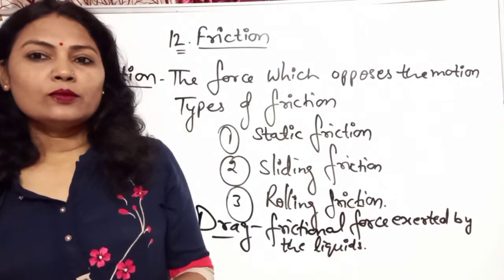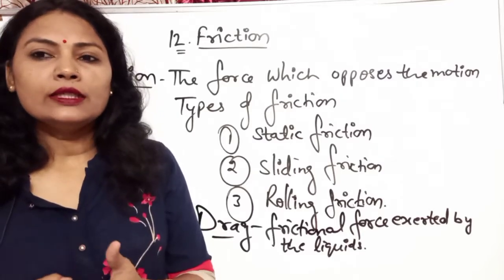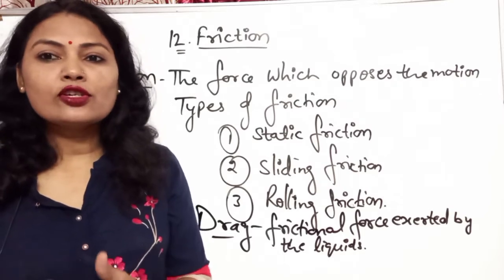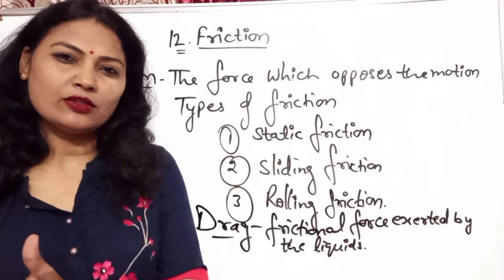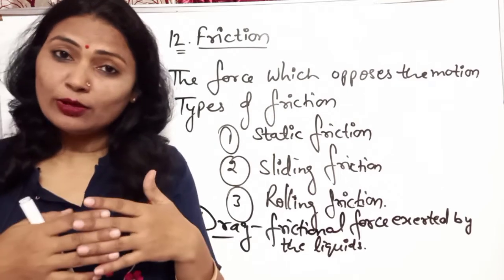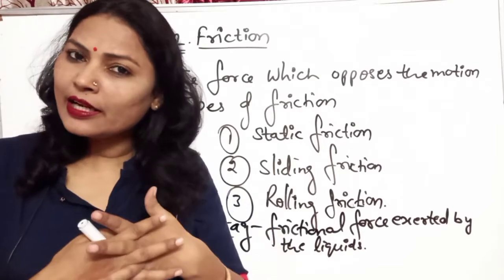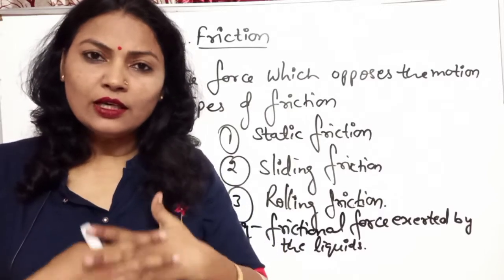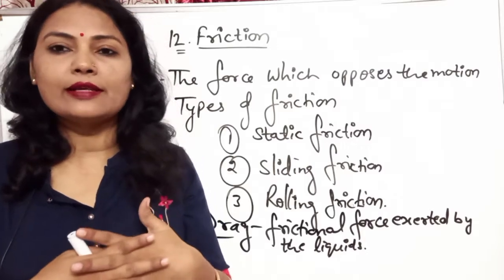So friction always opposes the motion and it produces heat. Got it? And friction is caused due to the irregularities on the surfaces in contact. You know that every object has irregularities, so they will be interlocked like that. So the rougher the surface, the more irregularities there are, and more force has to be applied to slide the object. So more irregularities are there.